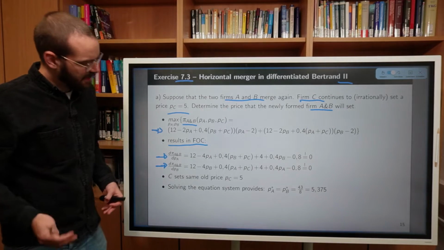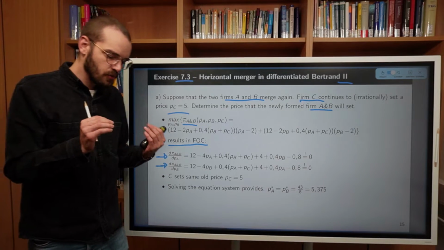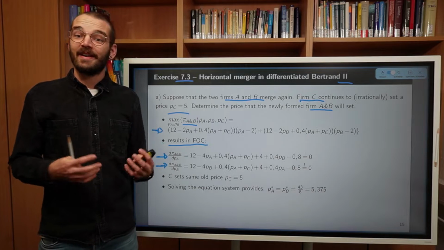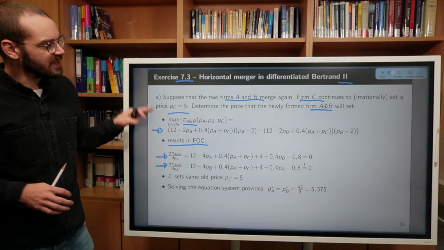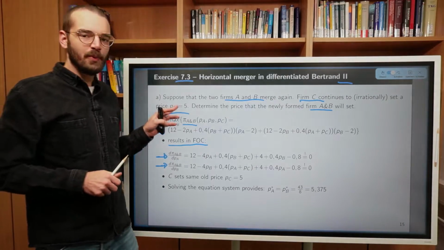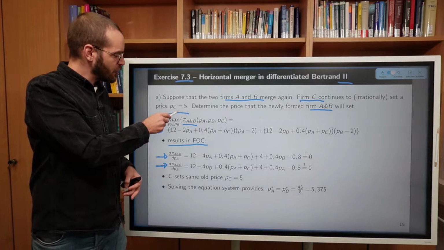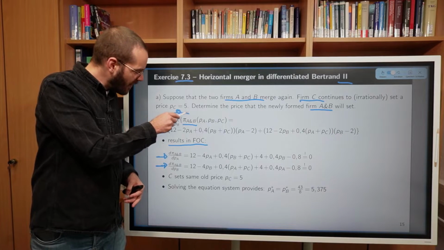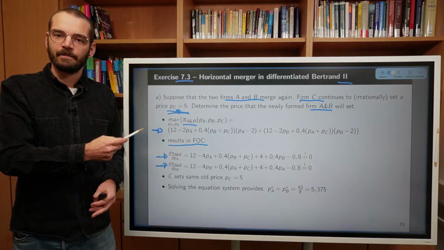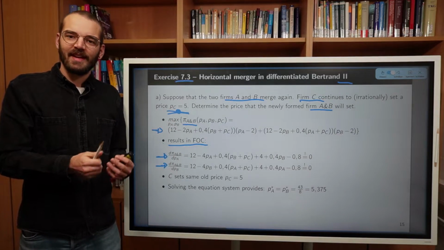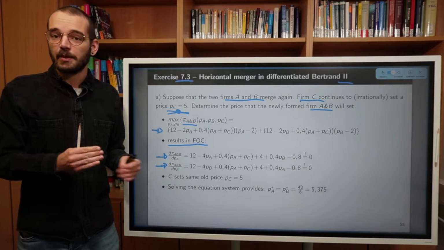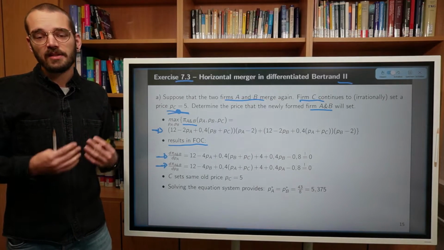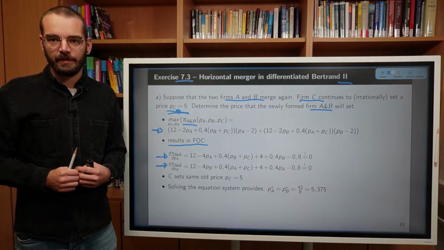Now in this first step, of course, we are not truly looking for market equilibrium in the sense that we assumed that firm C will not actually play or choose their profit maximizing price. Firm C, by assumption, is not choosing their best response. Instead, we assumed that firm C is choosing PC equal 5.